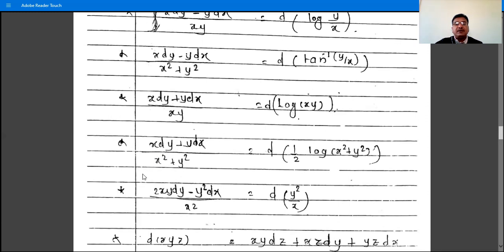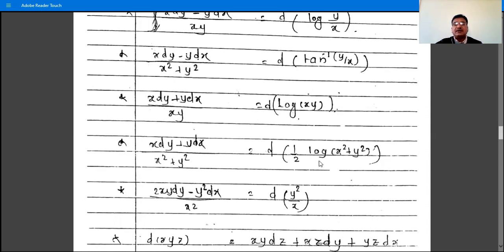What is the derivative of x square plus y square? It is 2x dx plus 2y dy. So if there is a factor of the type 2x dx plus 2y dy, then use the f dash x divided by fx rule.